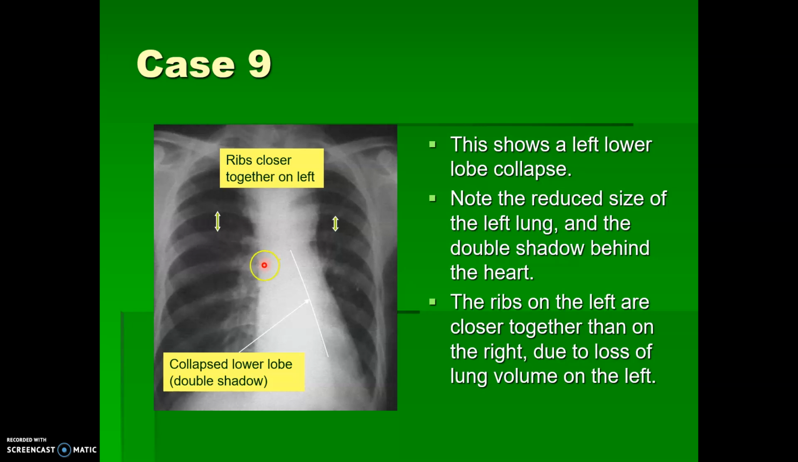And one other thing, look at where the heart border is. That's actually the lateral edge of the vertebral bodies. So the heart border is somewhere inside here. So the heart has been dragged towards the left because of the reduced volume of this lung as well. This would be consistent with an obstruction to the left lower lobe bronchus, leading to a collapse of the left lower lobe, reduced volume of the lung.